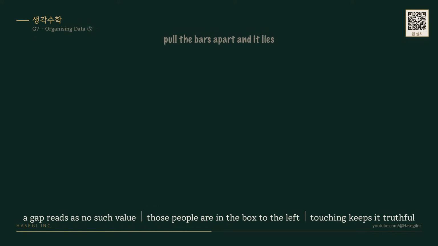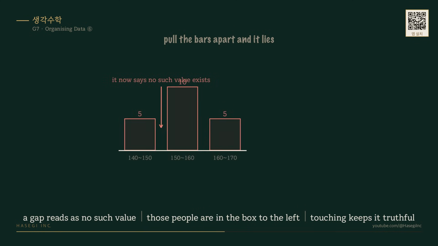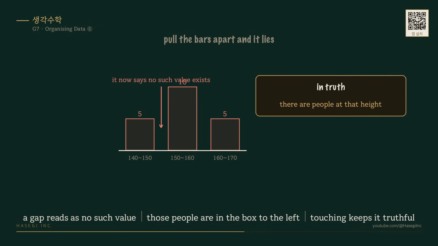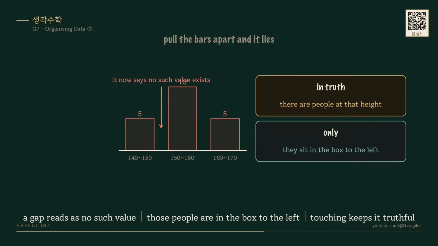So separating the bars would tell a lie. Open a gap around 150 and a reader takes it to mean that no such value occurs in the data. But people do measure there. They were simply put in the box to the left. Making the bars touch is not decoration. It is keeping the picture truthful.